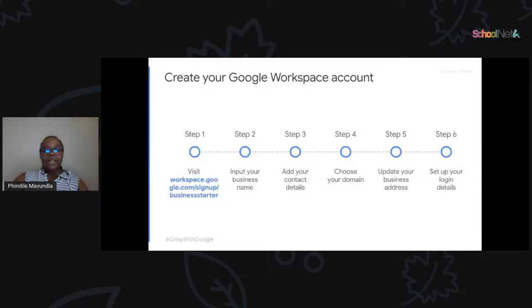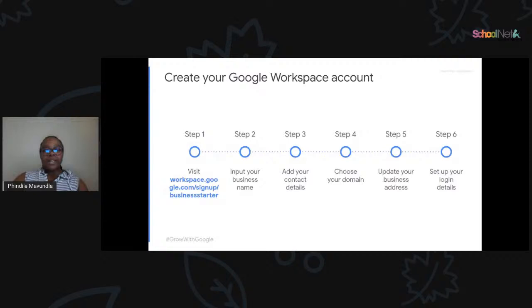You will choose either one you've bought or a suggested one. So you can choose either a domain that you have bought for your business or the one that Google will suggest for you. Then next, step number 5, you need to update your business address. And then lastly, choose your username and password. So this is where you will be setting up your login details. So those are the 6 steps that you need to follow when you are creating your Google Workspace account.